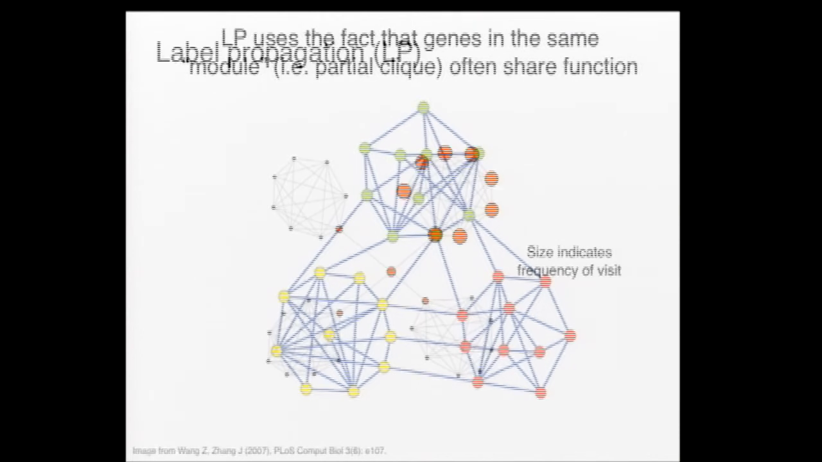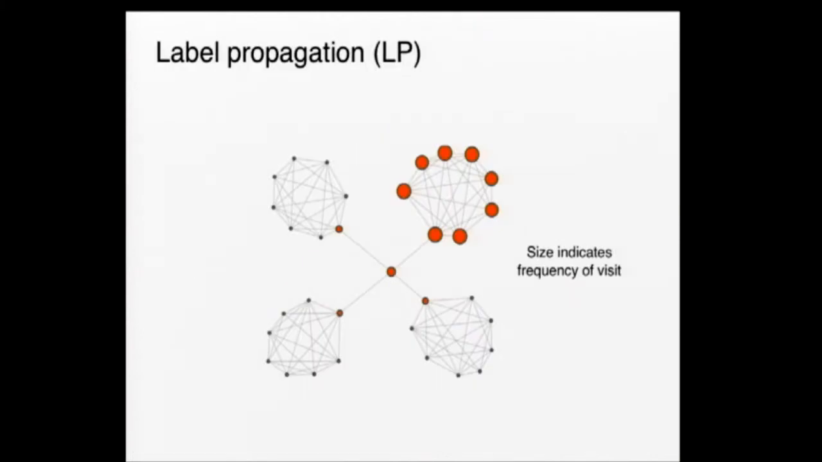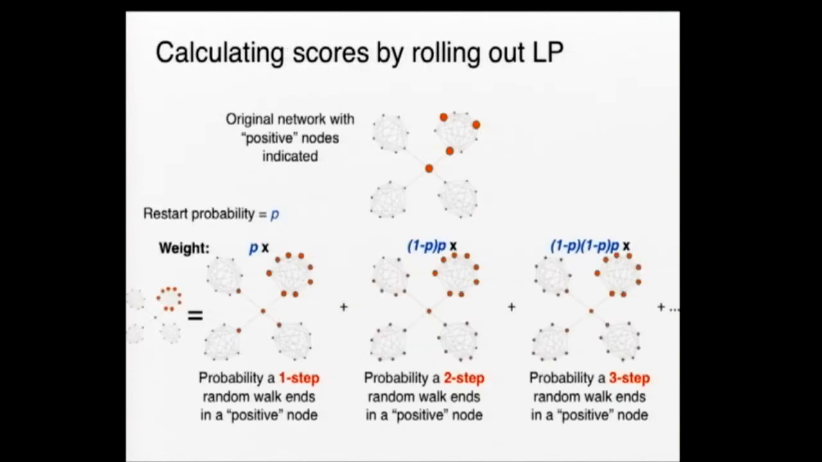So, the way this label propagation algorithm works, I'm just reminding you what the answer looks like when we ran the propagation on this network. You can actually roll out the label propagation. It gives you some insight into how the whole thing is working. Okay, this is a very complicated slide, but it's important, so you're going to have to concentrate. I'm going to take you through it pretty slowly.